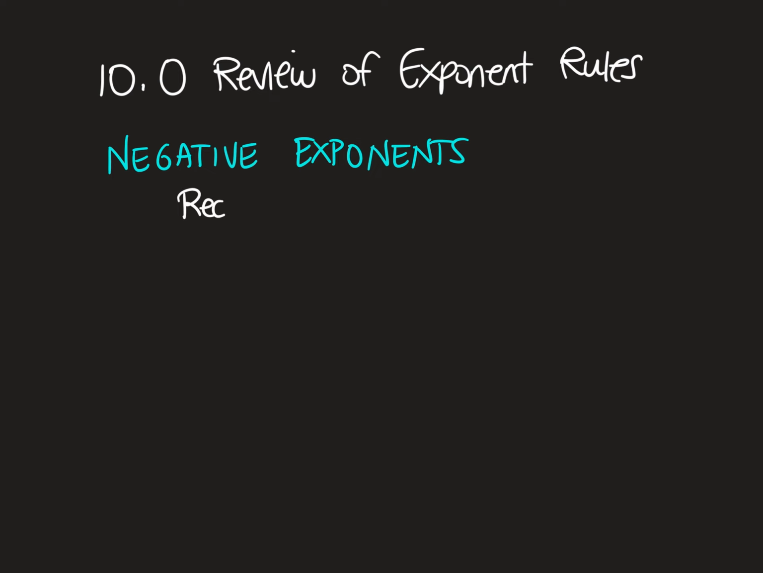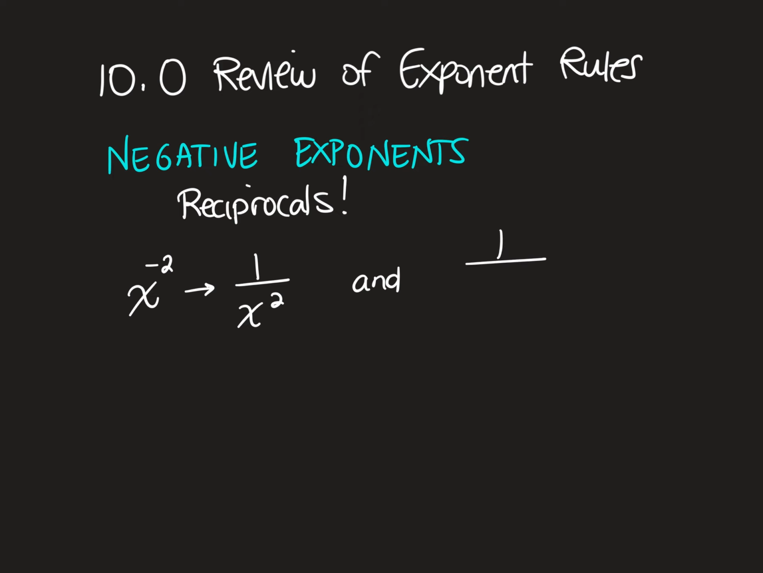so we could take the idea of a reciprocal. If you can remember that negative exponents are just reciprocals, that's a big idea, and that's exactly what you were saying. So, for example, if I had something like x to the negative 2, that can be written as 1 over x squared. And if I had something like 1 over x to the negative 2, that could be written as x squared.